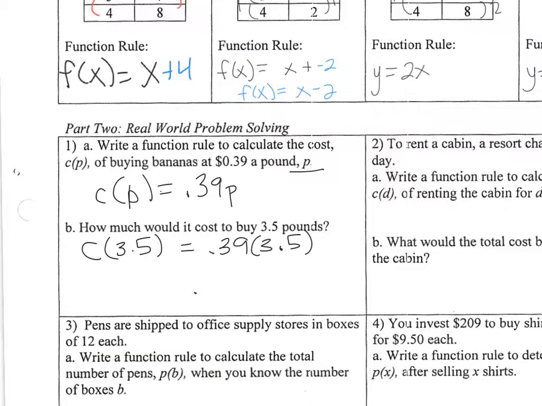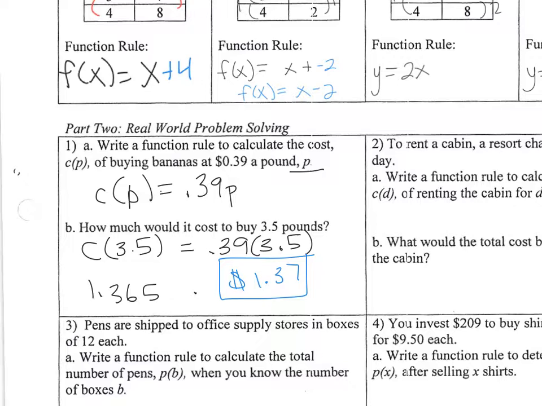So I'm going to multiply 0.39 times 3.5. And I get 1.365. But since we're talking about money, I want to round to the nearest cent, so it's $1.37. And I want to use the dollar symbol.